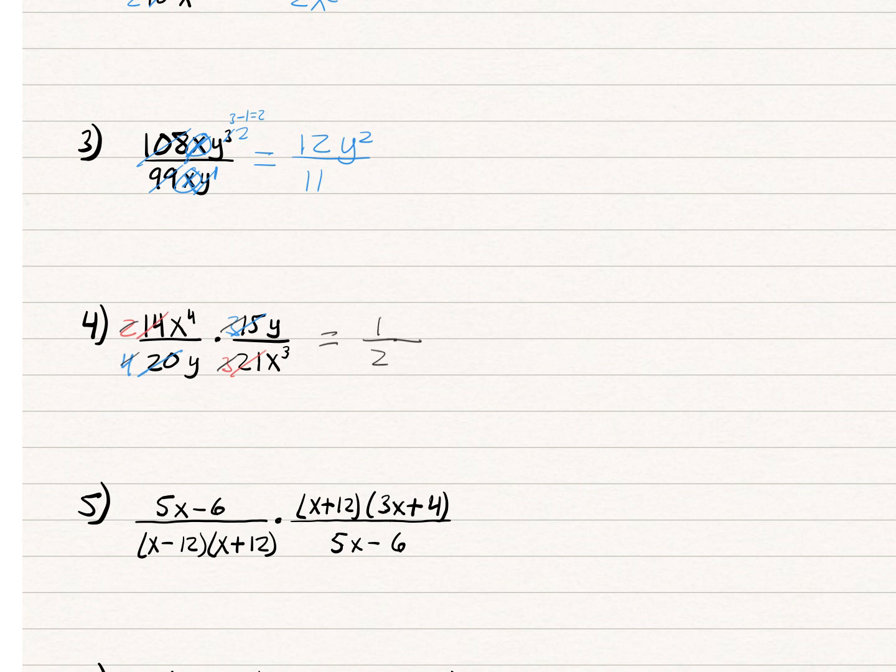All right, and then let's see what else cancels. So we have a y and a y on the top and the bottom. We can cancel those out. And then we have 4 x's on top and 3 on the bottom. Cancel out 3 from both sides. We're just left with an x on the top. So your answer is just 1x over 2 or just x over 2.